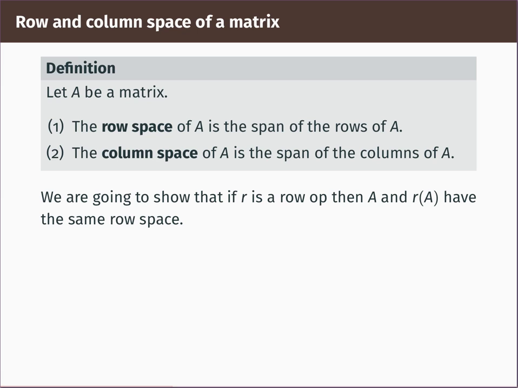So here's a definition, in fact 2 definitions. If A is a matrix, the row space of A is the span of the rows of A, and the column space of A is the span of the columns of A. What we're going to show is that if R is a row operation, then A and R of A have the same row space. In other words, doing row operations to a matrix doesn't change its row space.